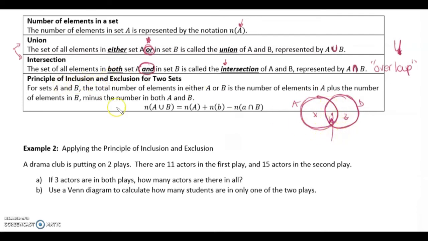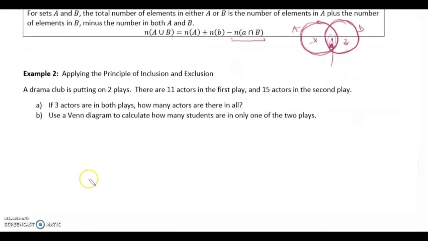So the principle of inclusion and exclusion states that for sets A and B, the total number of elements in either A or B, so all of them, is going to be the total number of elements in A, which is X plus Y, plus the total number of elements in B, which is Y plus Z. And then we're going to subtract that middle number because we double counted it. So we're going to subtract the number of elements in A and B.